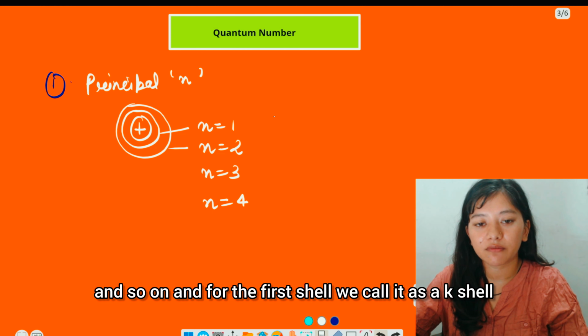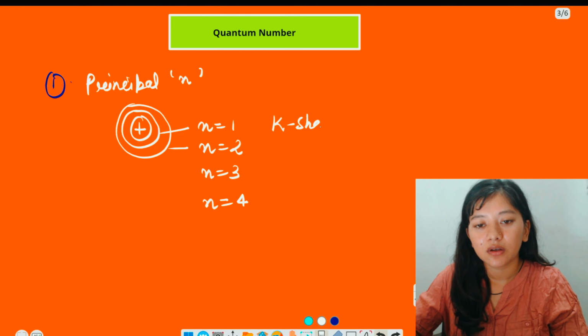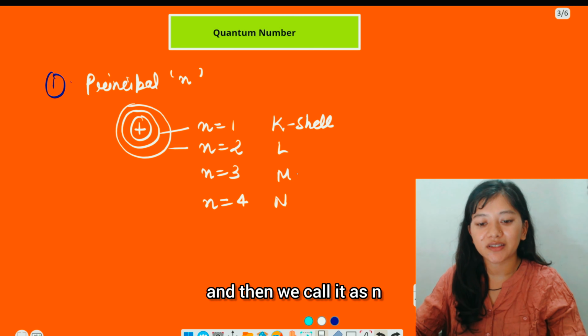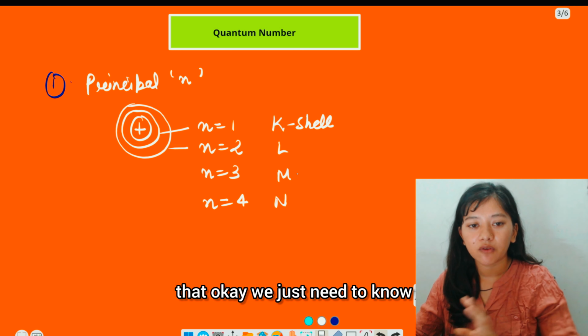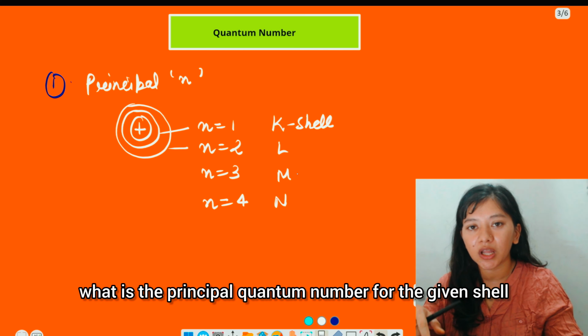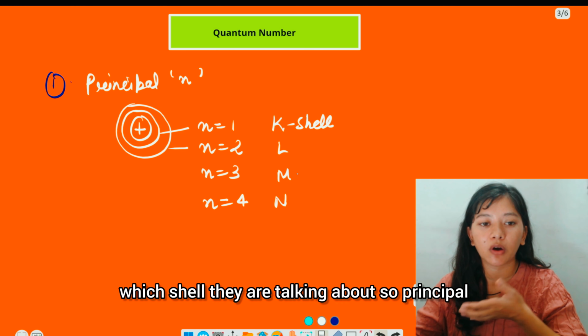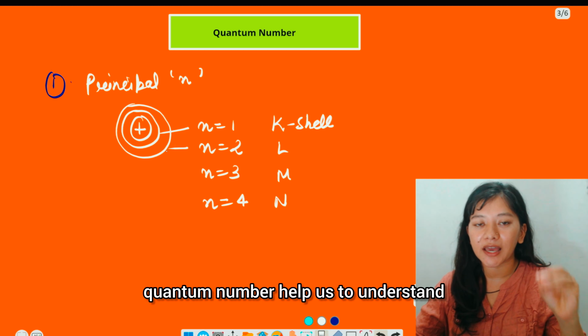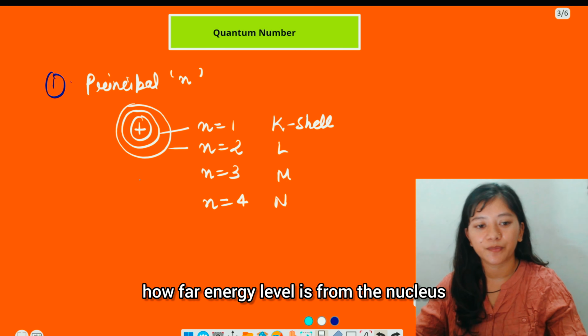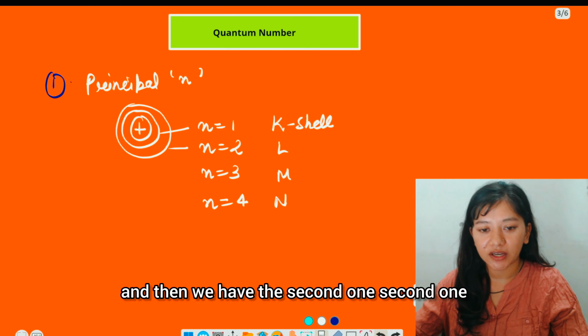For the first shell we call it the K shell, then we call it L, then M, and then N, and it will work like that. We just need to know what the principal quantum number is for the given shell, and we will know which shell they are talking about. So the principal quantum number helps us understand how far the energy level is from the nucleus. And then we have the second one.